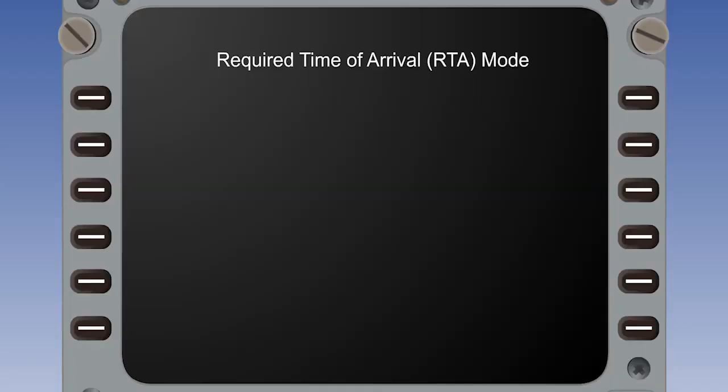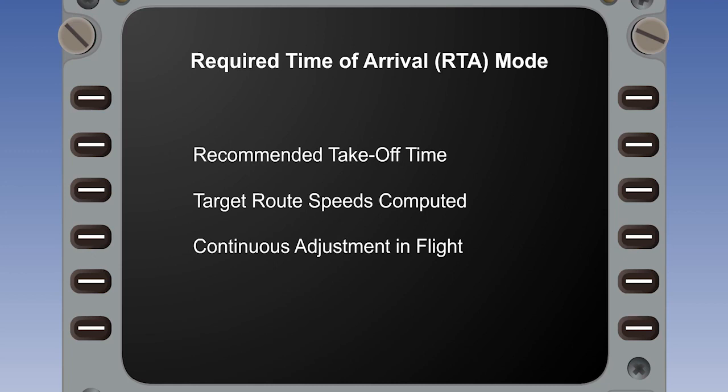A required time of arrival mode is available in order to arrive on time at some designated waypoint, such as the final approach fix, holding fix, or airport. The FMC computes a recommended takeoff time, then gives target speeds to fly, and continuously adjusts them in flight. Speeds are automatically corrected for in-flight winds and route changes by adjusting the cost index. If RTA mode is used, taking off late will add to the cost, as the aircraft will have to fly faster.